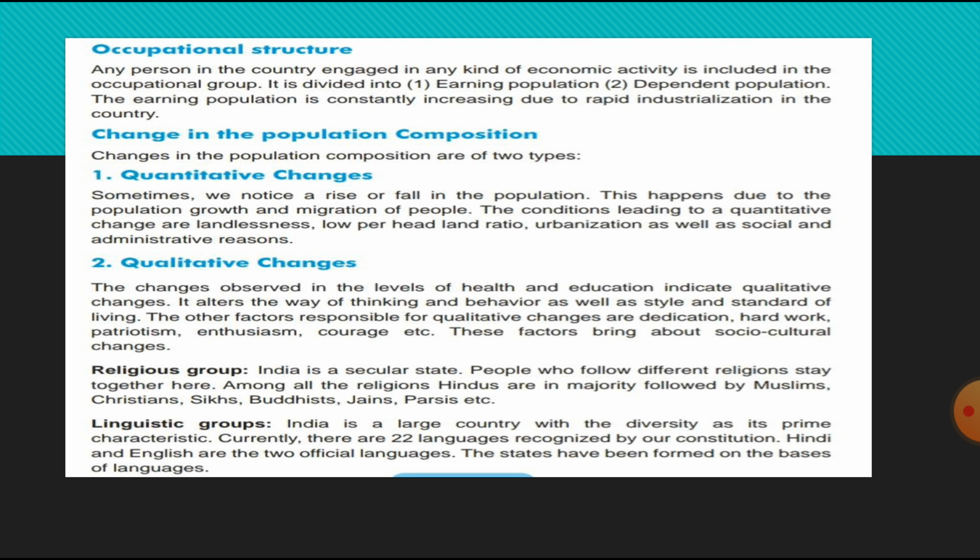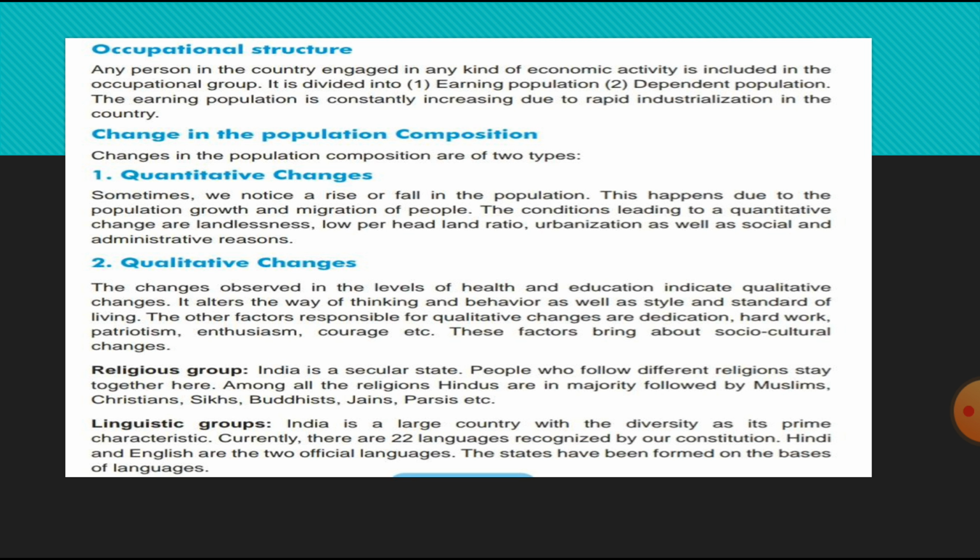Other factors responsible for qualitative changes are dedication, hard work, patriotism, enthusiasm, courage, etc. And these factors bring about socio-cultural changes. They have discussed quantitative changes and qualitative changes, and in the qualitative changes, we have discussed the changes that can be seen in the level of health and education.